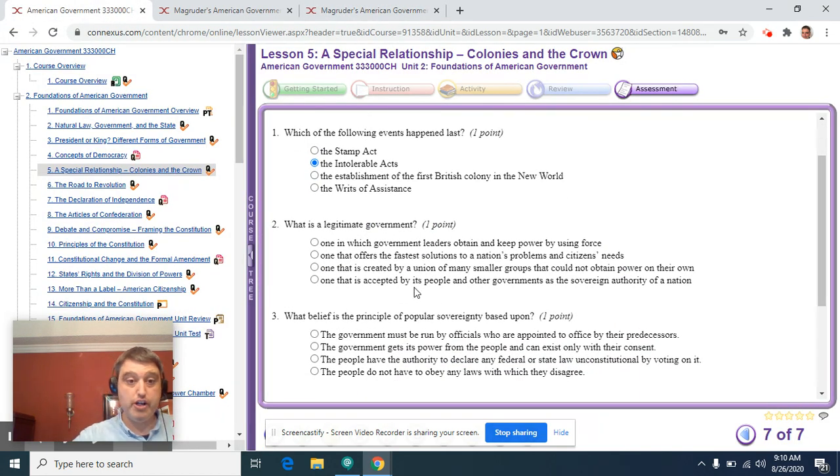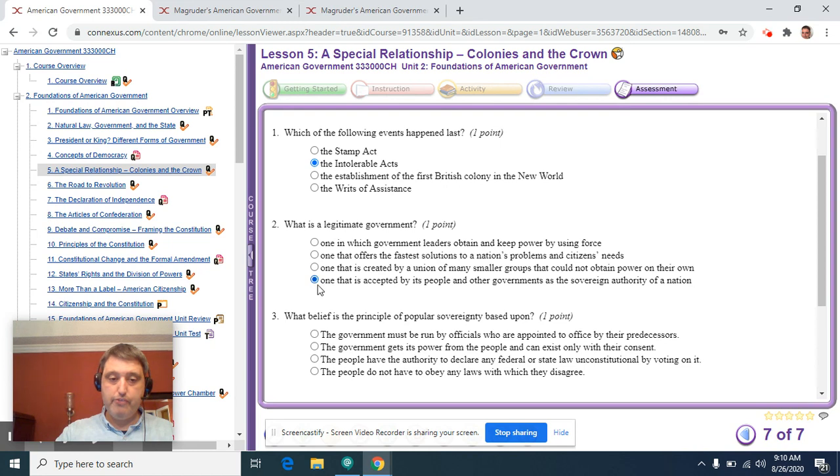What is a legitimate government? And this is a really good term here, guys. So I'm going to go ahead and talk about what a legitimate government is. Okay, let's look at the options. One in which government leaders obtain and keep power by force. One that offers the fastest solutions to a nation's problems and citizens' needs. One that is created by union of many smaller groups that could not obtain power on their own. Or one that is accepted by its people and other governments as the sovereign authority of a nation.